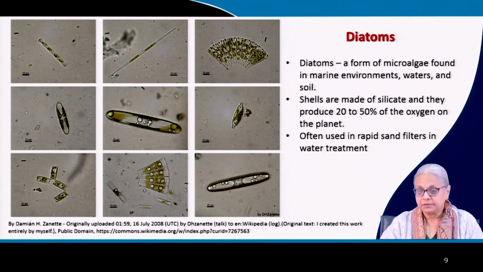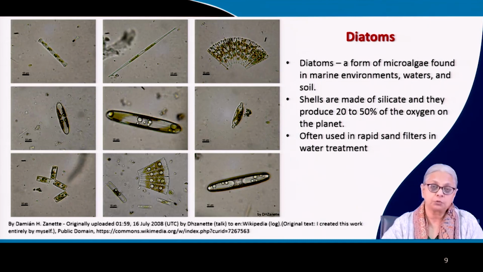Then we come to diatoms. Diatoms are, like I said, silicate shells. They are a form of microalgae that have silicate shells. They are found in marine environments. They are found in many freshwater environments as well as soil. The shells are made out of silicate, and it is considered that 20 to 50% of the oxygen on the planet is attributed to this form of microalgae.